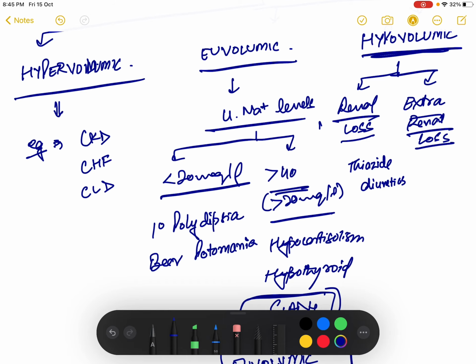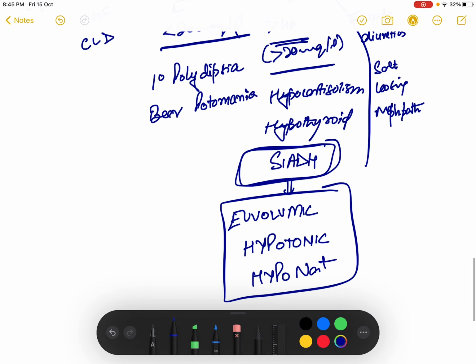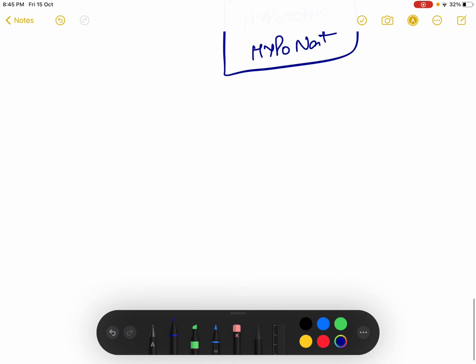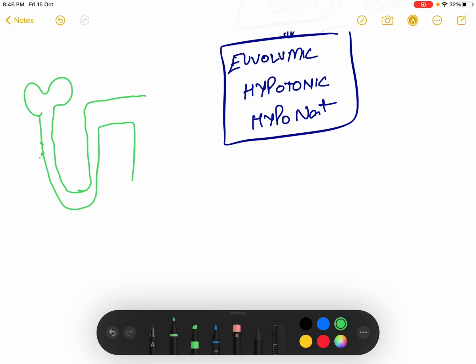it can be salt losing nephropathies, like Bartter and Gitelman. Now what happens in Bartter and Gitelman? So this is the nephron, this is the PCT, and then the descending loop, and then the ascending loop, and the distal convoluted tubule, and the collecting duct and collecting tubule.